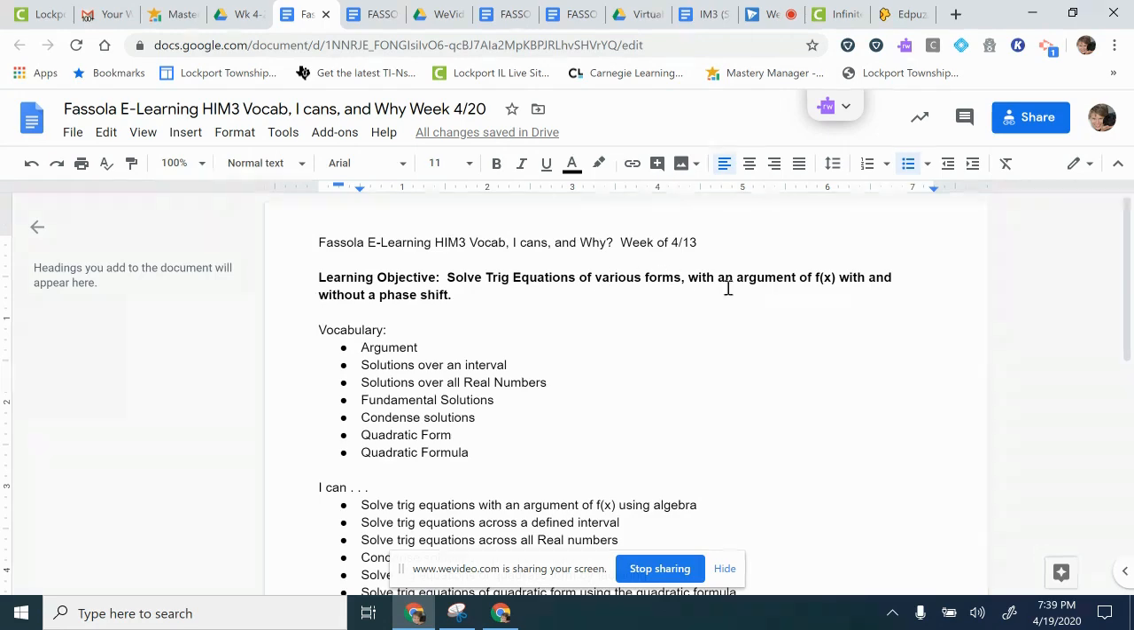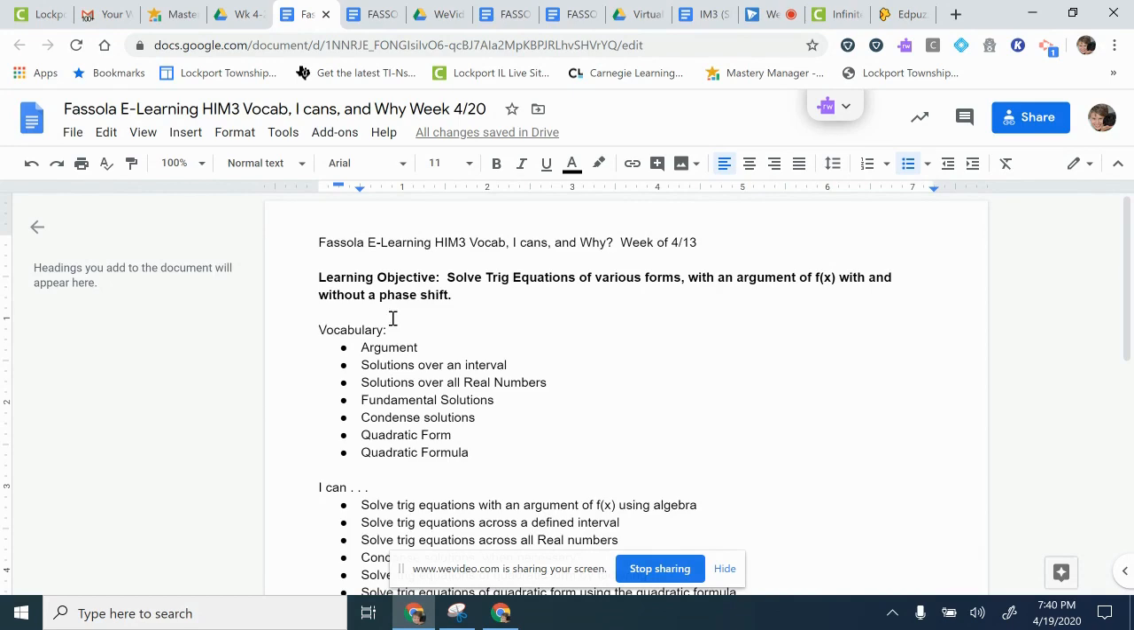However, our solving trig equations for this week will involve solving with an argument that's f of x. So not just a plain x like last week, but something like 3x or 2x or 1/2 of x or 2/3 of an x. And then in addition, we're going to add a phase shift. So our argument could look something like sine of 2x minus pi over 6.